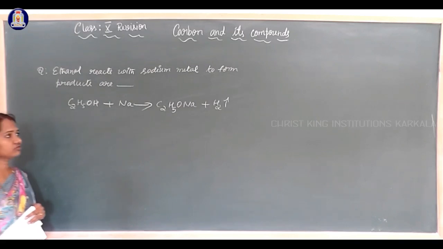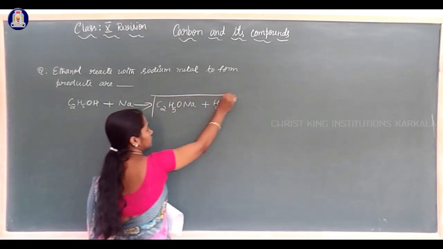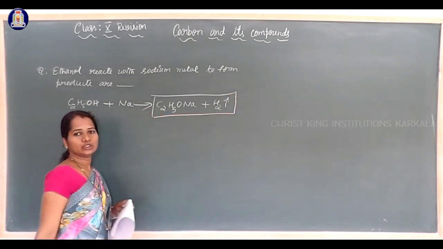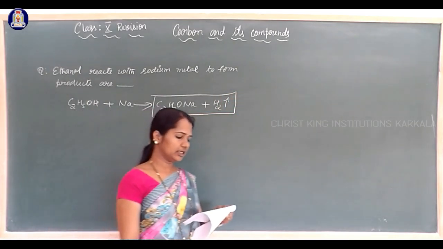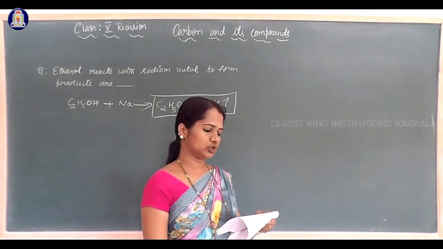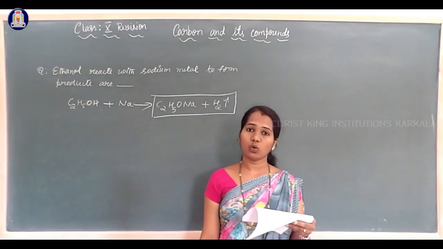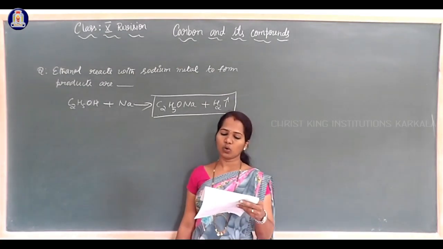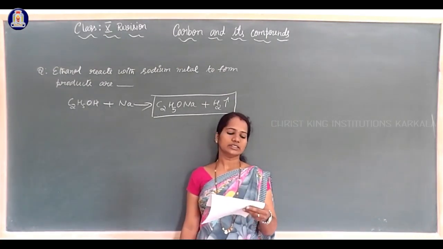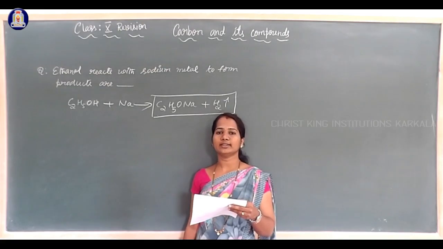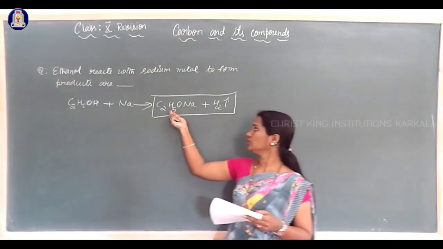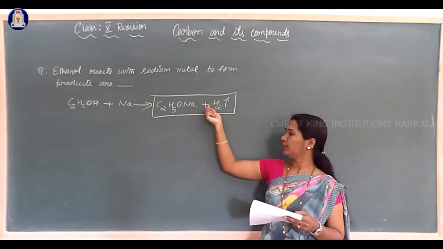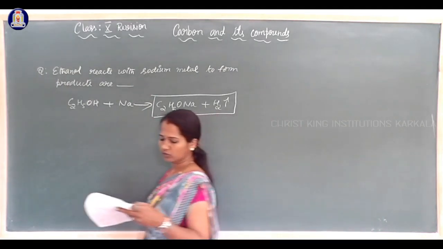So which are the products from the reaction? C2H5ONa and H2. Options given: CH3ONa plus H2, CH3COONa plus H2, CH3COOH plus H2O, C2H5ONa plus H2. So the answer is C2H5ONa plus H2.